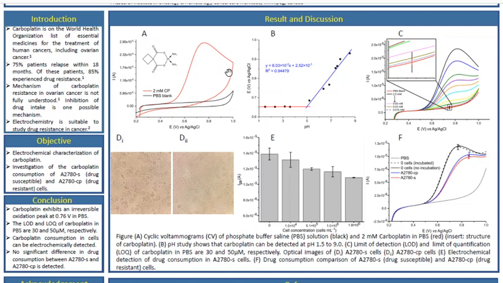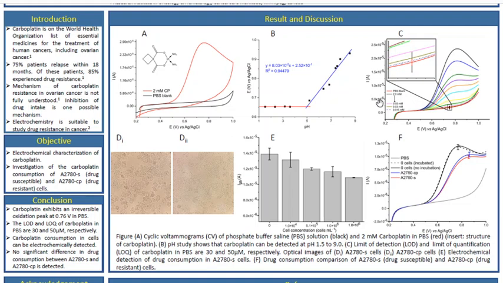To determine if we can detect carboplatin in a variety of samples, from wastewater to blood in our body, we need to change the pH and see if we can still detect it. Indeed, we can detect carboplatin from pH 1.5 to pH 9.